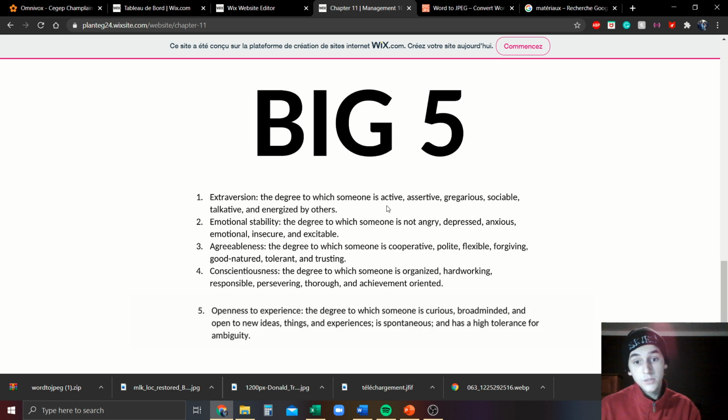Extraversion, the degree to which someone is active, assertive, precocious, sociable, talkative, and energized by others. Emotional stability, the degree to which someone is not angry, depressed, anxious, emotional, insecure, and excitable. Agreeableness, the degree to which someone is cooperative, polite, flexible, forgiving, good natured, tolerant, and trusting. Conscientiousness, the degree to which someone is organized, hardworking, responsible, persevering, thorough, and achievement oriented.